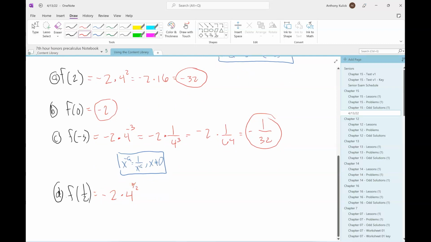Okay, so if I do f of 1/2, that's going to be -2 times 4 to the 1/2. What does a fractional exponent mean? So radical, yep, a root. Specifically in this case, it's a square root.